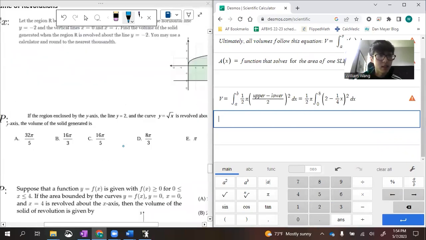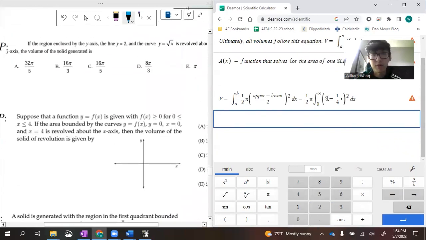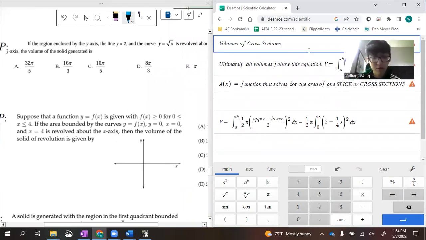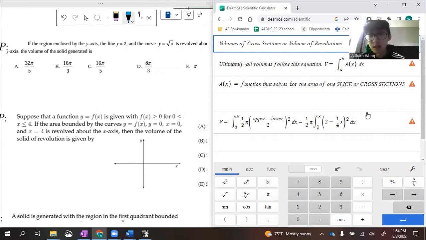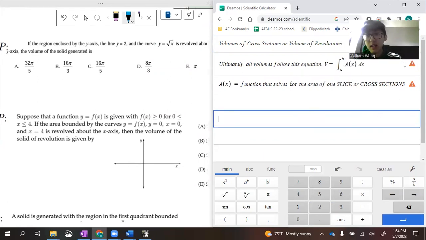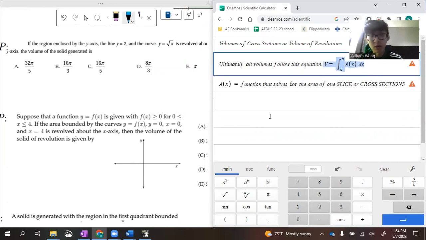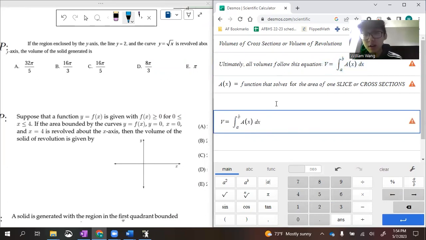Okay, last few questions, volume of revolutions. And remember, what did I say? Volume of cross-sections or volume of revolutions, they follow the same concept. So actually, it's not too bad because it follows the same equation where I'm integrating area. Any volume, the concept is I'm integrating area, right? So let's check this one.